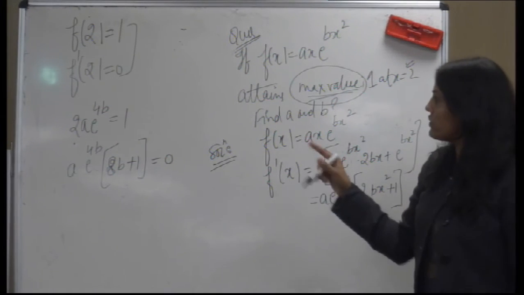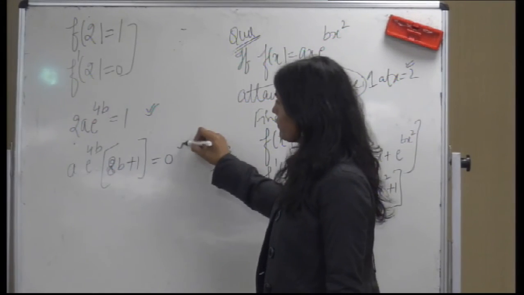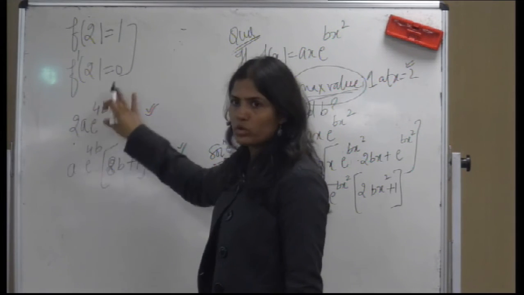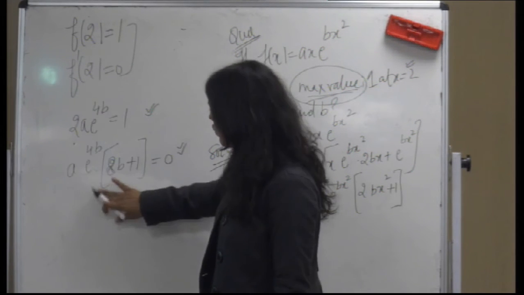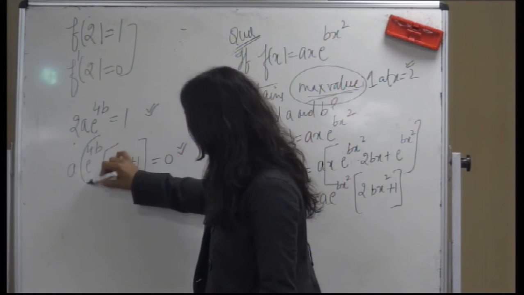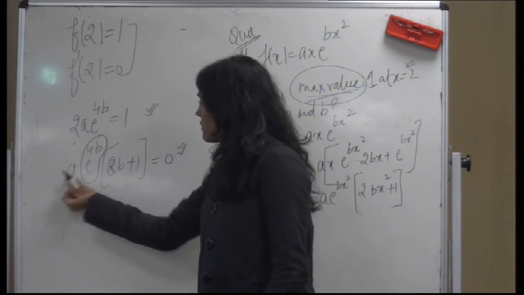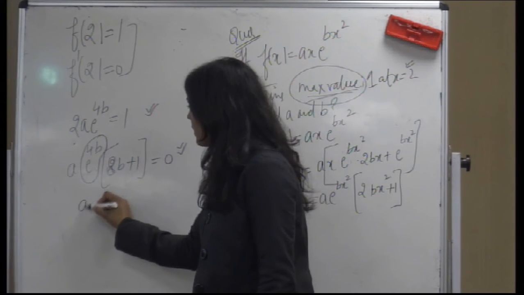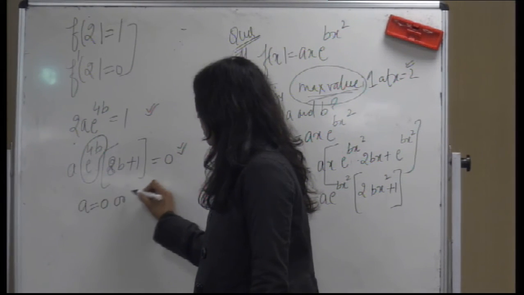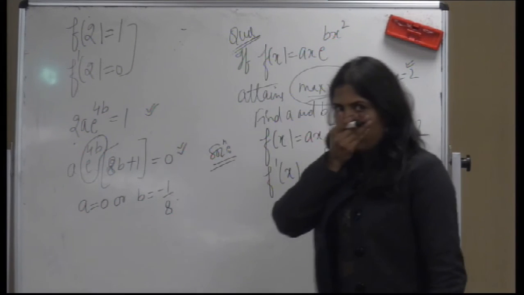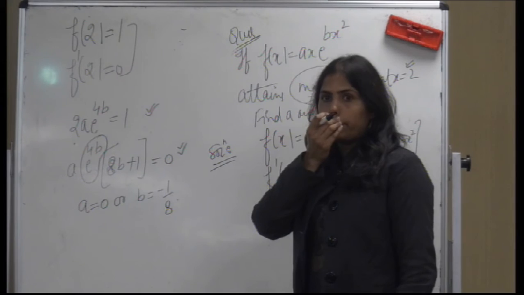Two equations I have written on the board. You can check. Now from this equation, because a and b both are there, I can't conclude anything. From here you just see this term is never 0. All agree? This term is never 0. So this into this equal to 0 implies either a is 0 or b is minus 1 by 8. Is it fine?